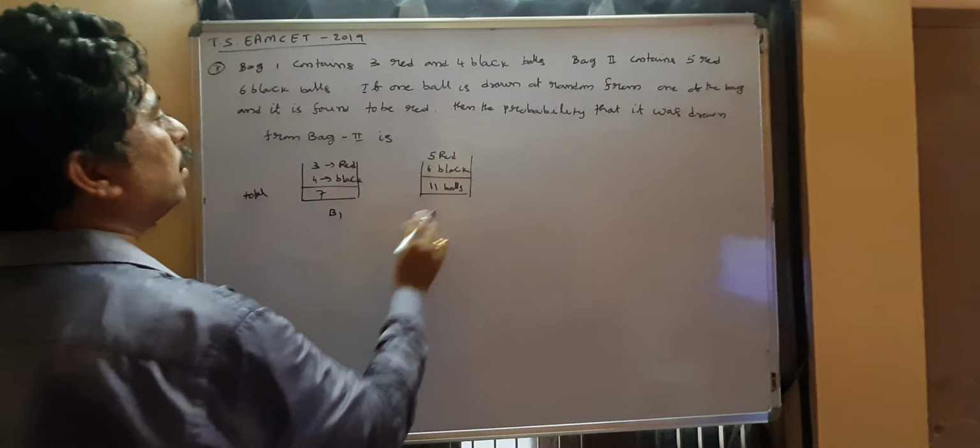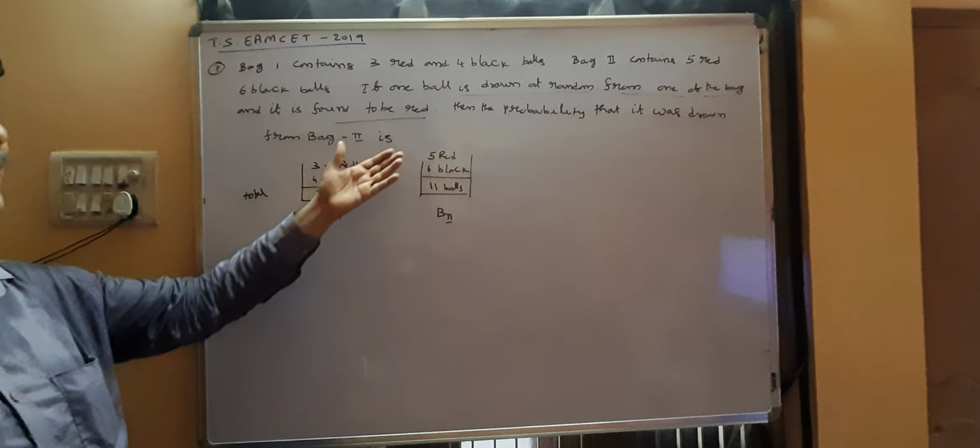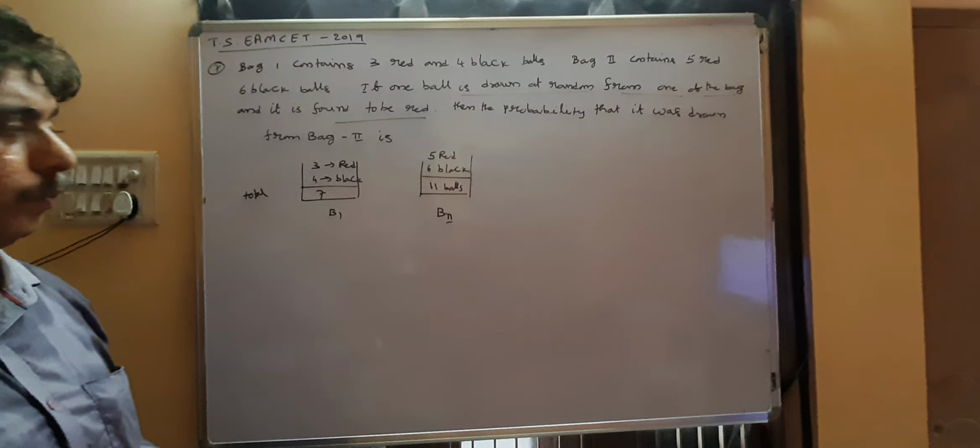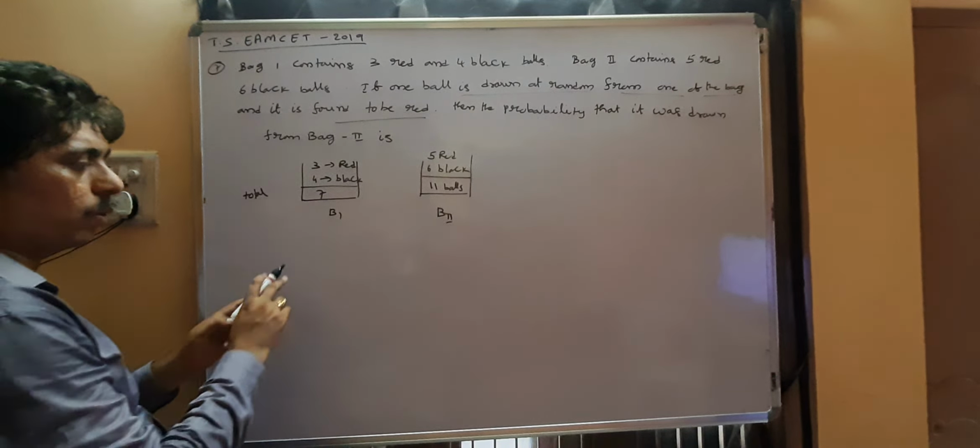If one ball is drawn at random from one bag, and it is found to be red, find the probability it was drawn from bag 2. We know very well these types of problems you can solve using Bayes theorem. First, out of 2 bags you have to select the bag. I will take the first bag as A, the second as B.